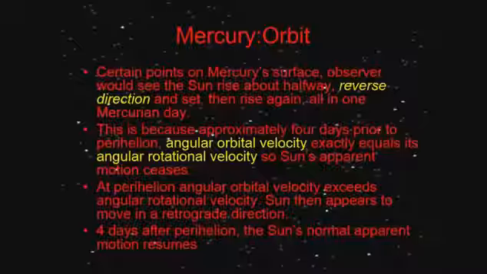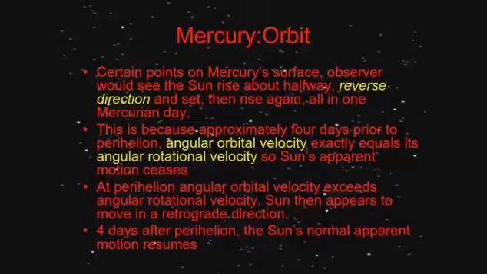And that's really because about 4 days prior to perihelion, the angular orbital velocity is going to be equal to your rotational velocity. So the apparent motion of the sun actually stops. It's very strange effects that you would have if you could stand on the surface. At perihelion, the angular orbital velocity exceeds the rotational velocity, so the sun appears then to move backwards. And 4 days after perihelion, the sun's normal motion resumes. So what that means is it comes halfway, changes direction, then sets, then rises again. And remember, the day length is extremely long.